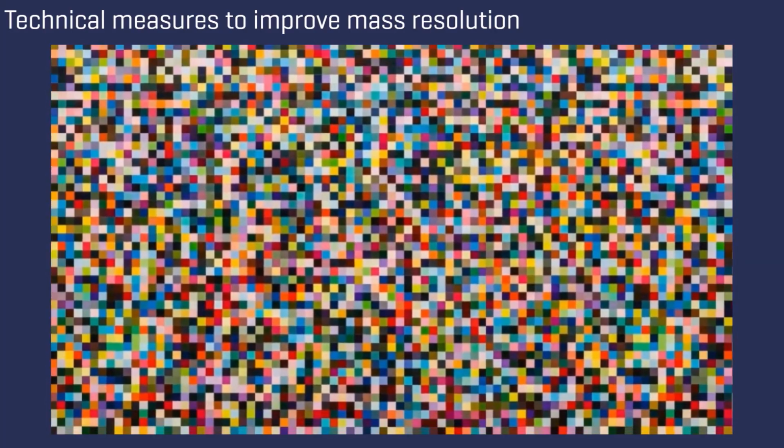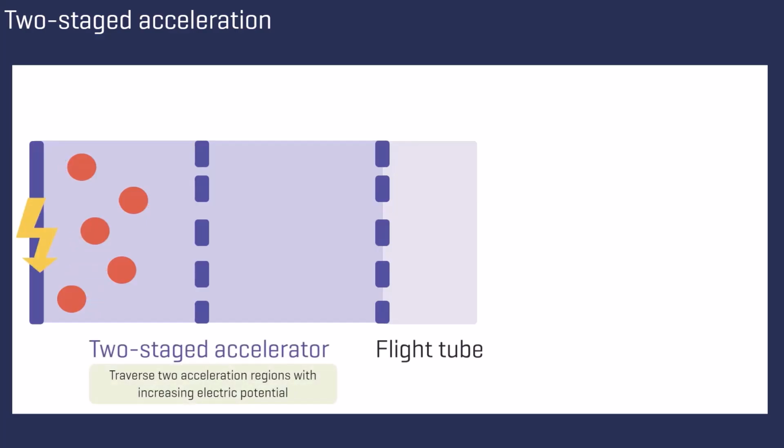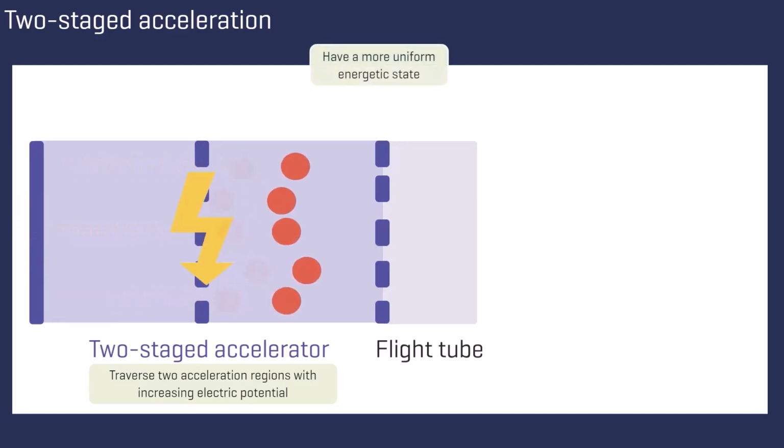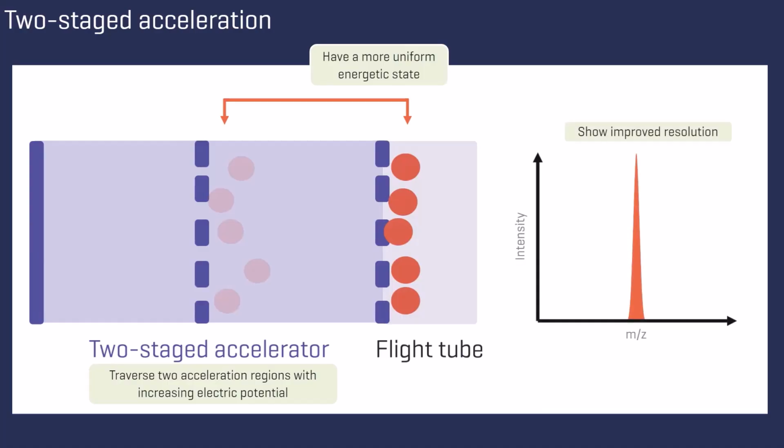Next, we will learn about technical measures which improve mass resolution in time-of-flight mass spectrometry. Ions with identical m/z ratios, but differing in initial velocities and spatial distribution, can be brought into a more uniform state through a two-stage acceleration process. In this method, ions traverse two regions of increasing electric potential, instead of just one. This approach allows the ions to achieve a more uniform kinetic state, resulting in tighter energy distribution as they enter the flight tube. In consequence, they will reach the detector with a lower spatial spread, and therefore improved mass resolution than without the second acceleration region.